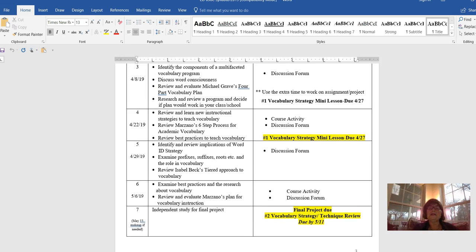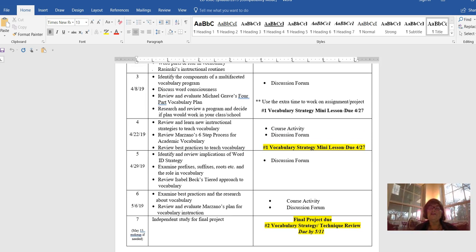Your first assignment, the vocabulary strategy mini lesson, is due on April 27th. And your final project is due on May the 11th. I'm going to switch gears, so I'm going to pause this a second and go to our next topic.